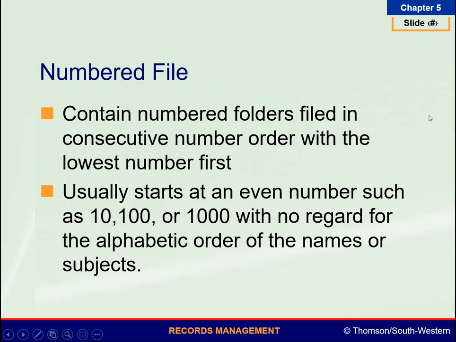The next one is a numbered file. The numbered file contains numbered folders filed in consecutive number order with the lowest number first. Usually it will start at an even number such as 10, 100 or 1000, with no regard for the alphabetic order of the names or subjects.